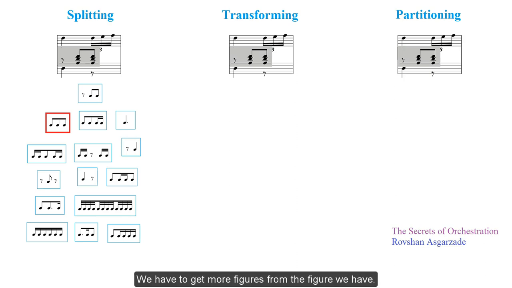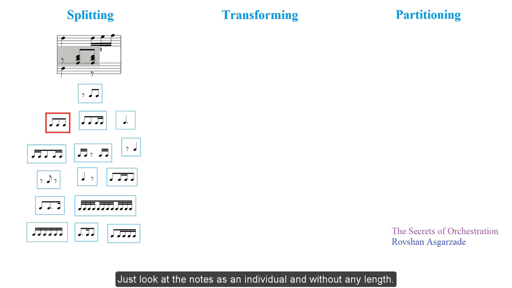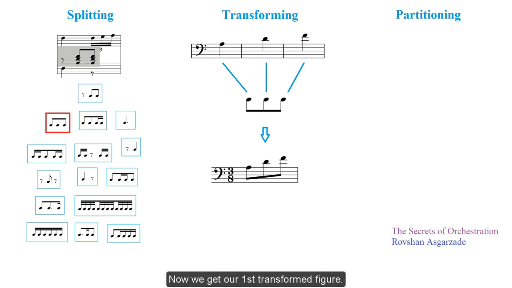We have to get more figures from the figure we have. In order to think clearly, you have to forget how the harmony is given in the piano score. Just look at the notes as individuals and without any length. In our case, there are only three notes, A, D, F. Then, let's set these notes onto our figure. Now we get our first transformed figure.